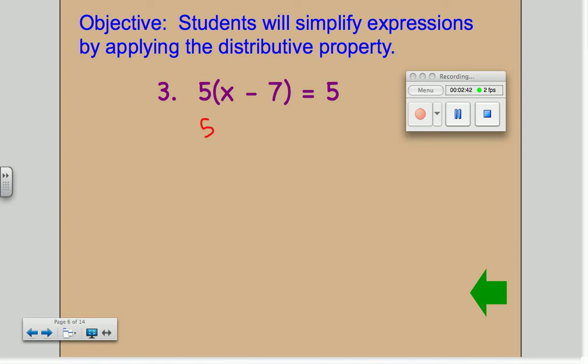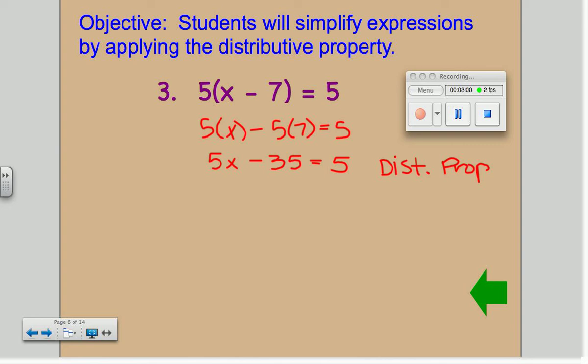Next one. We're going to multiply 5 times x minus 5 times 7 equals 5. So using the distributive property, this is 5x, this is 35, and this is 5. So this was distributive property. All right, now, what do we do here? We need to get rid of this 35. We're going to do the opposite of subtraction. We're going to add 35. If we do that on this side of the equation, we need to do that on this side of the equation as well.